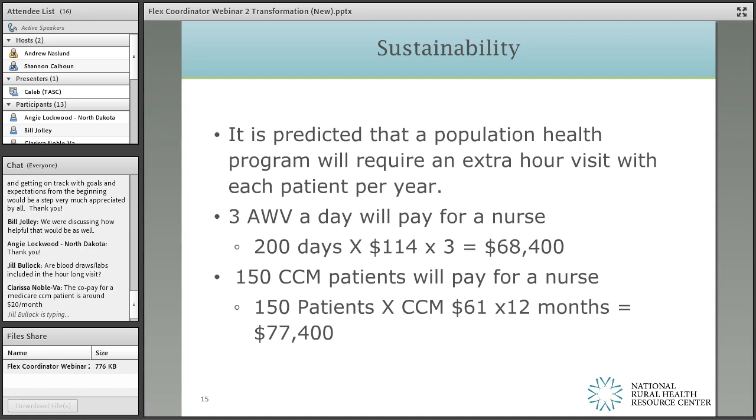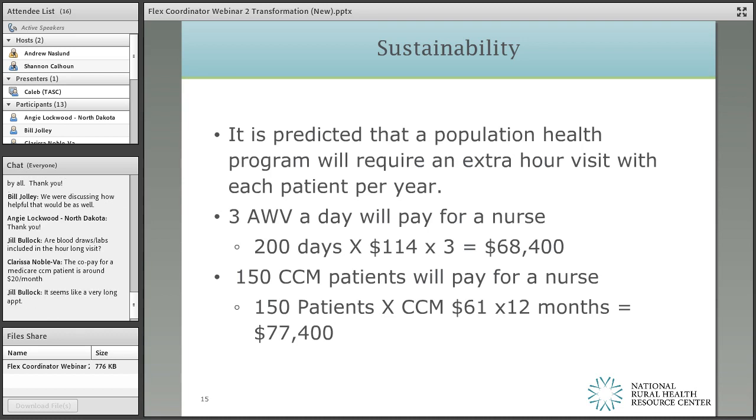And that, again, does quite a bit. And then a question here is, are blood draws and labs included in the hour-long visit? No, they're not. The hour-long visit is just on average.